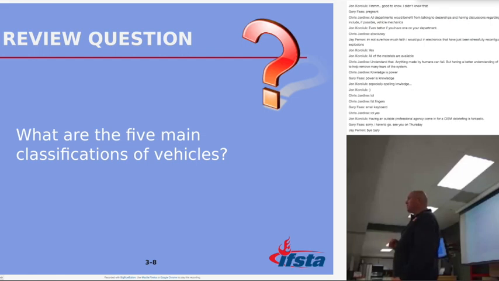What are the five main classifications of vehicles? Jamie, one? Light vehicle. So we have passenger vehicles. Johnny, another one? Light and medium trucks. Medium heavy trucks. Jordan, another one? Passenger cars. Medium to heavy trucks. Buses. Mike? Like a large section. That fits into medium heavy trucks. Sherry? Agricultural equipment. Yes, and what? Specialty. Is it specialty or is it heavy? Heavy equipment. All right, next slide.